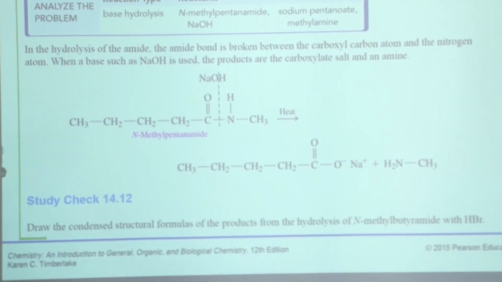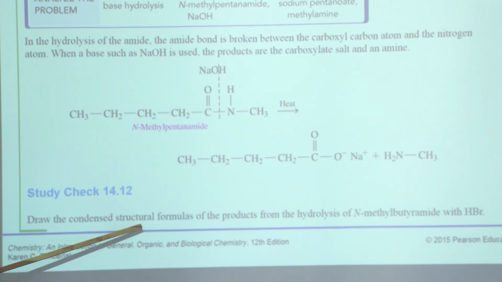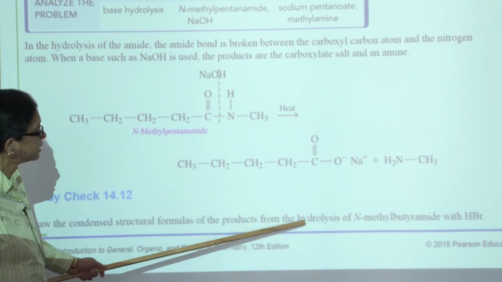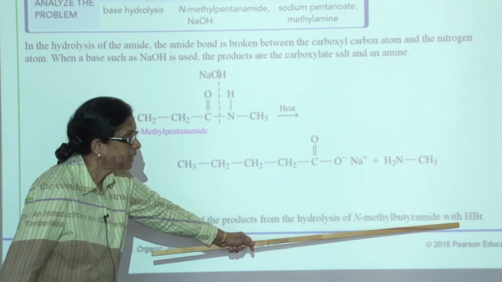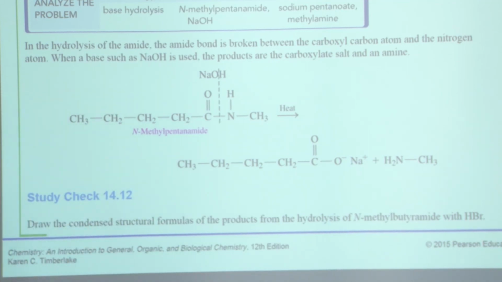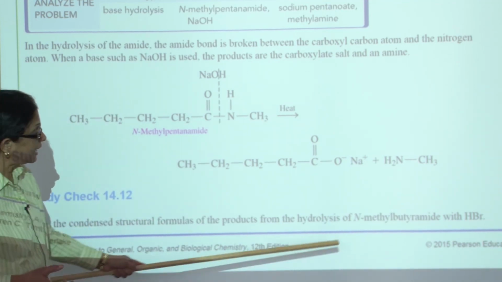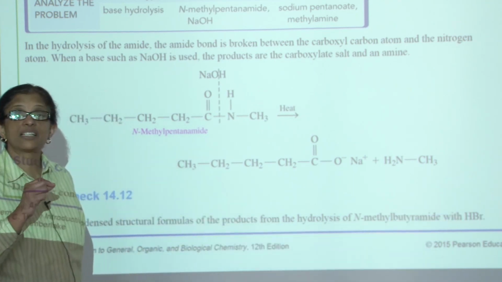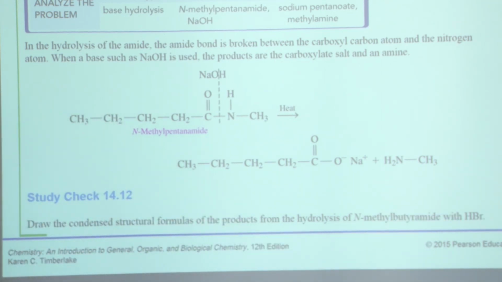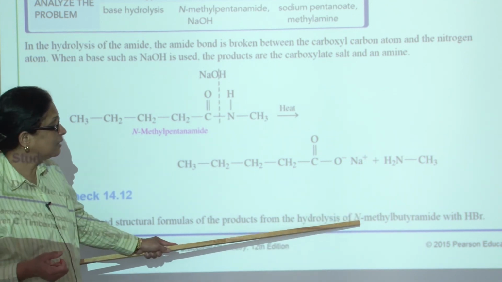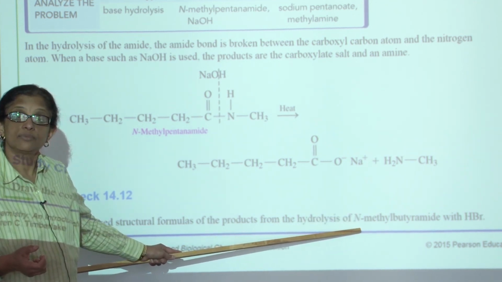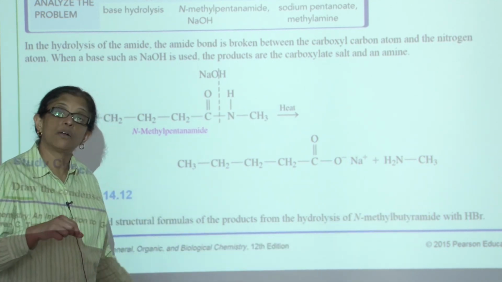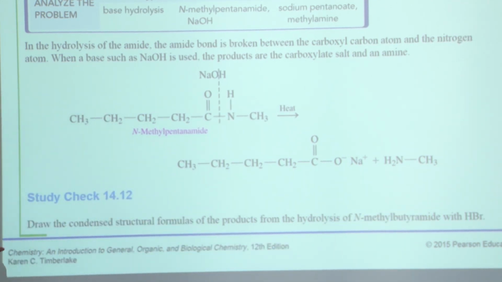HBr. Now I am looking at drawing the condensed structural formula for the products of hydrolysis of an amide with HBr. Is HBr an acid or a base? I'm looking at H, and that is an acid, hydrobromic acid. So acid hydrolysis of an amide produces the acid and the salt of the amine. When you do acid hydrolysis, you will get the acid and the salt of the amine.